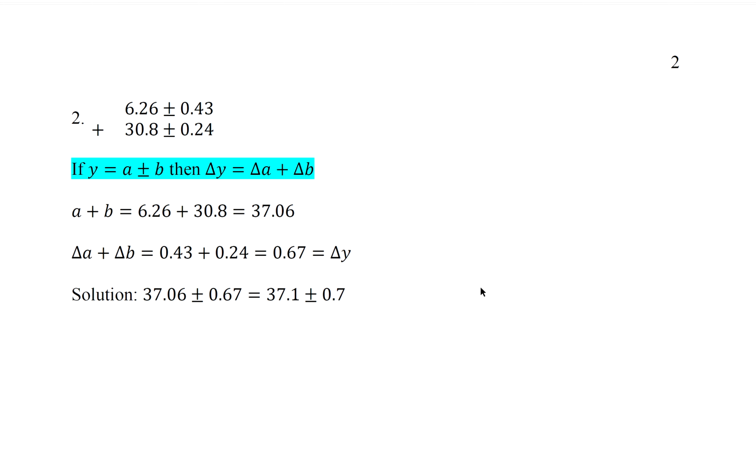So now you could do question 2 on your own since you're adding uncertainties. And see that the uncertainty 0.67 is going to be rounded to 0.7.